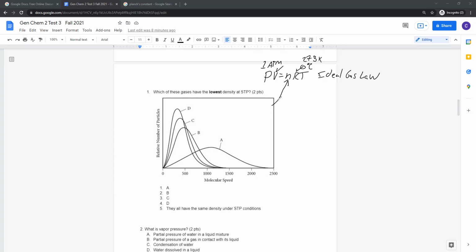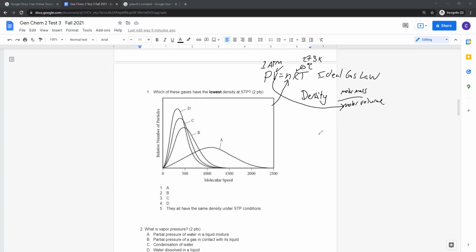All right. So once we know that, we have to think about what's density. Density for a gas is basically molar mass divided by molar volume. And we already just said molar volume's the same. So really, the only difference between A, B, C, and D, based on all of this, is their molar mass.